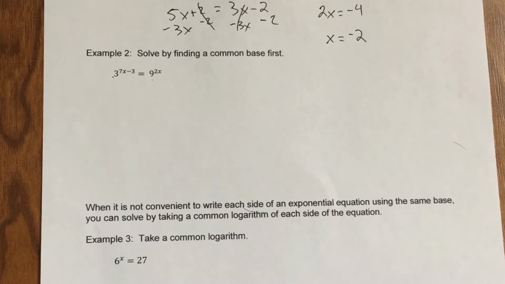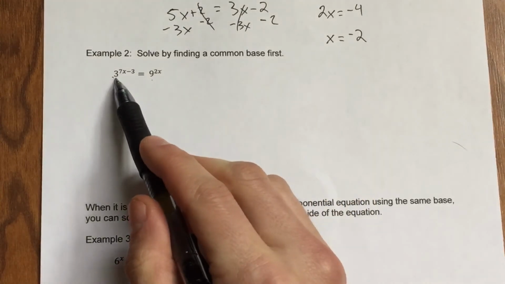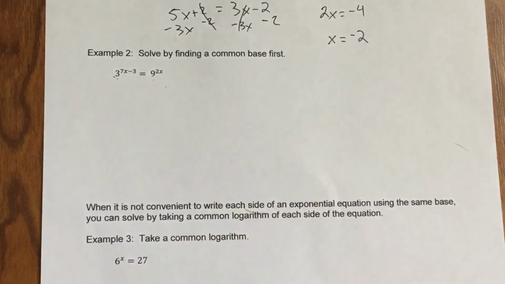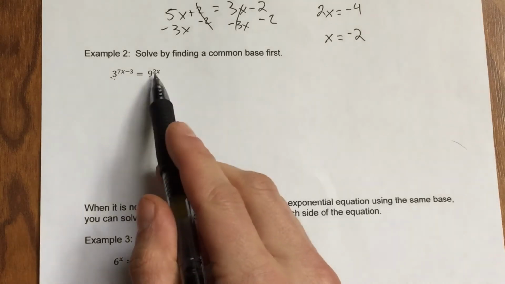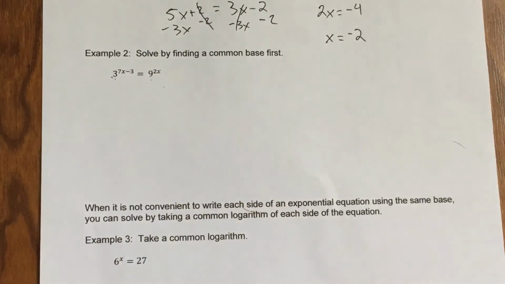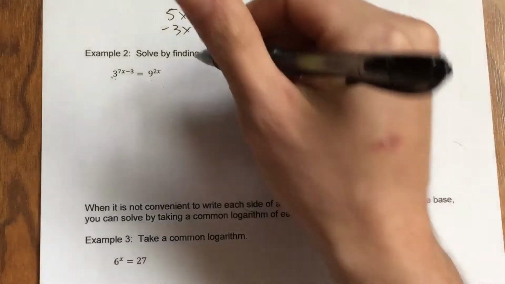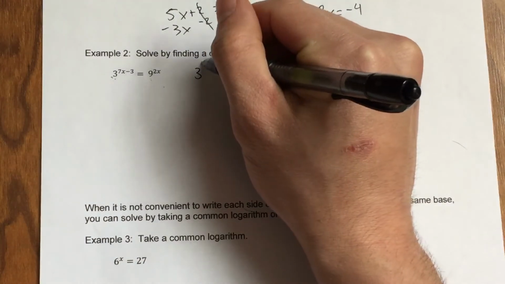How do I do that? This is 3 to a power. This is 9 to a power. It might help to recognize that I can rewrite 9 and get it related back to this 3. Maybe you're already thinking about how to rewrite this, but if you're not, it might help to have this jotted down.